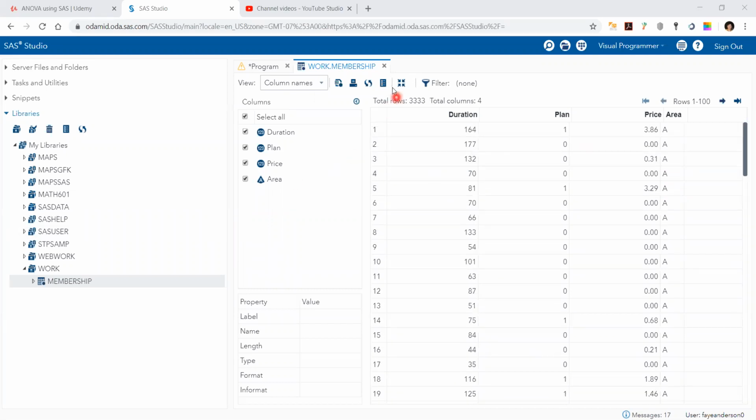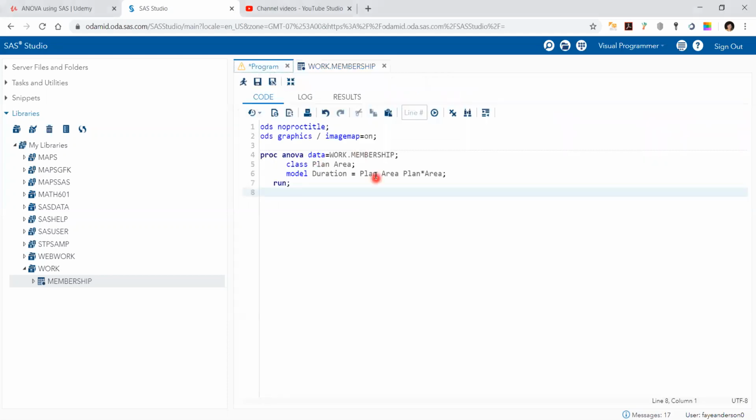So in the code, I have prepared the two-way ANOVA code. So it's proc ANOVA, data equals, and this is the name of the library, and then the data set. And then we would like to test this model that duration in weeks depends on the plan, the area, and the interaction between them. So these are three factors: the plan, the area, and the interaction between them. And then we hit the run button.